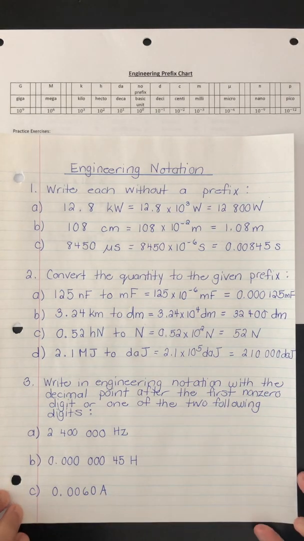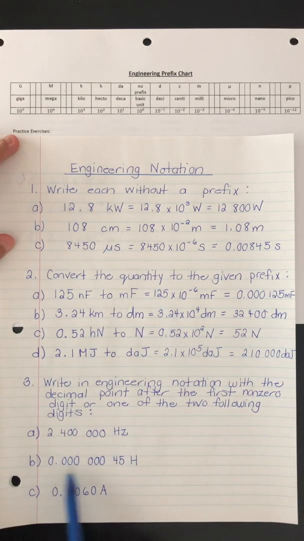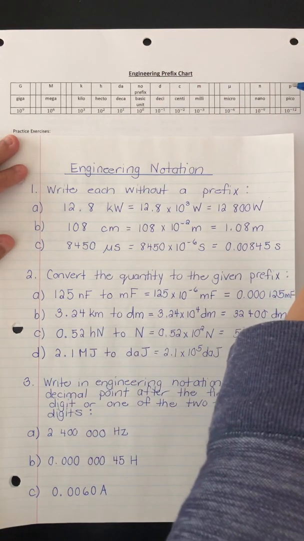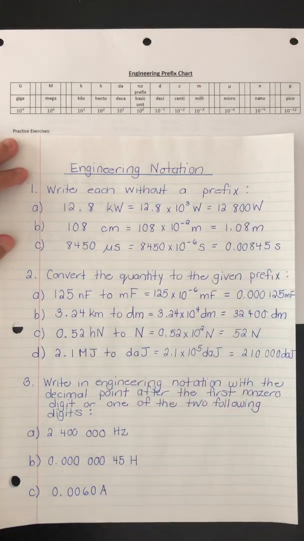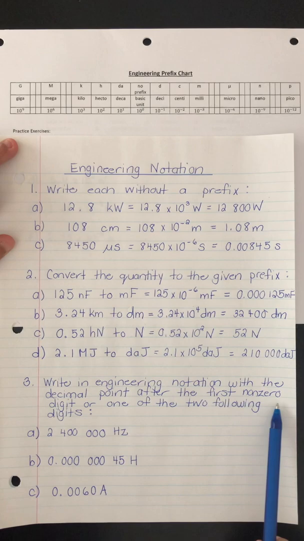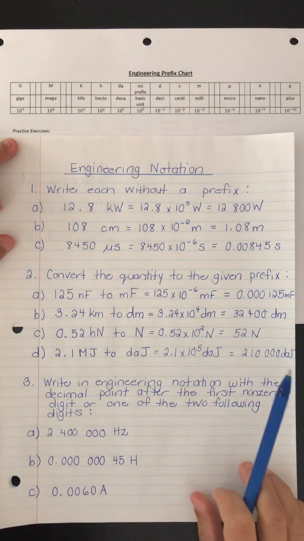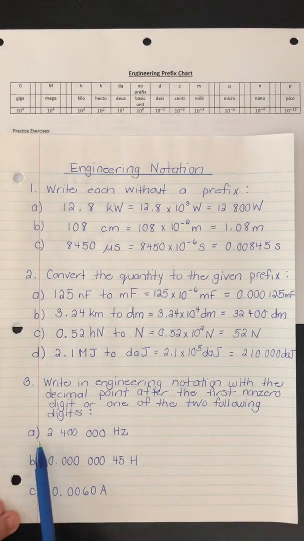Okay, the last thing we need to be able to do is take a quantity in ordinary notation and then choose the most suitable engineering prefix. The instruction says, write in engineering notation with the decimal after the first non-zero digit or one of the 2 following digits. Okay, so here we go.